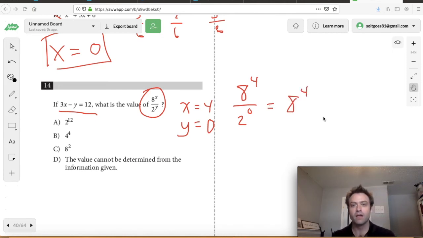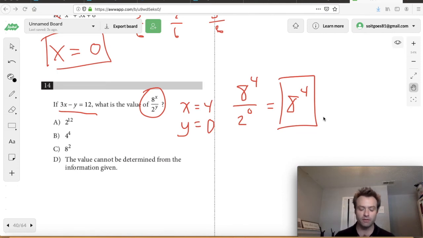Okay? So look at the answer choices now. I've got to find the answer choice that equals 8 to the power of 4. And you might be like, well, Mr., there aren't any that match that up. And that's not exactly true, at least in that form. But look, we can eliminate some of these that we know are not going to equal 8 to the power of 4. One we can eliminate is answer choice D.